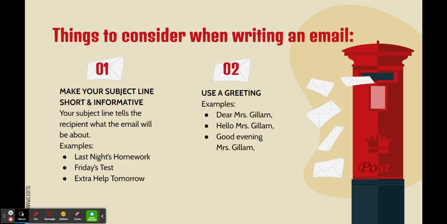Things to consider when writing an email. First, make your subject line short and informative. Your subject line tells the recipient what the email will be about. Examples: last night's homework, Friday's test, extra help tomorrow, questions, help understanding my grade, and so on.